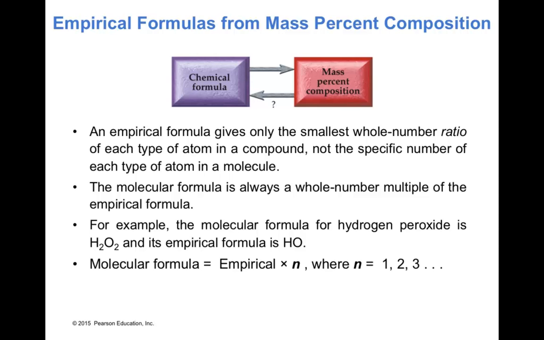So the molecular formula is equal to the empirical formula times N, where N is 1, 2, 3, etc. N is equal to 2 for hydrogen peroxide, because here we see that hydrogen peroxide is twice the empirical formula of HO. So that's why N is going to be equal to 2 for hydrogen peroxide.